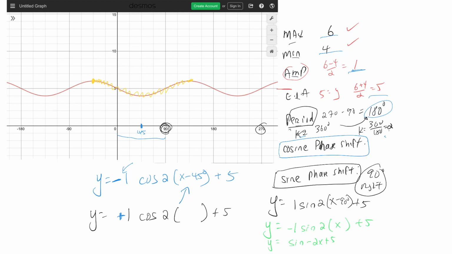Now the question is, is there a shift? Well, yes, there is, because you shifted to the left 2 boxes, and 2 boxes is worth 45. So that means I'm going to put x plus 45 degrees, to the left. In this example, I'm trying to show you as many possibilities, and just because my answer is different from your answer, it doesn't mean yours is wrong.